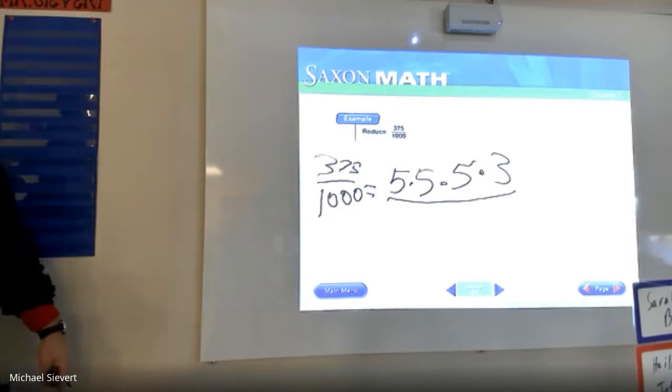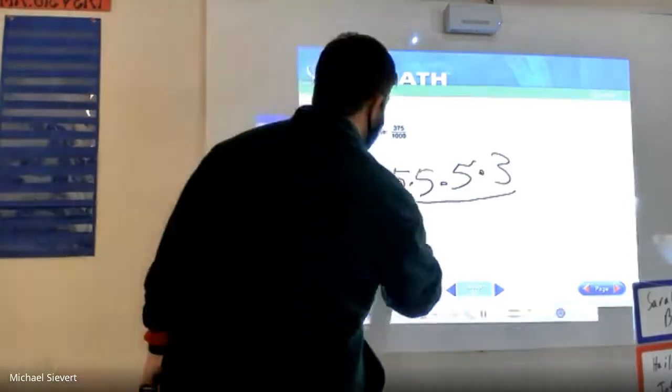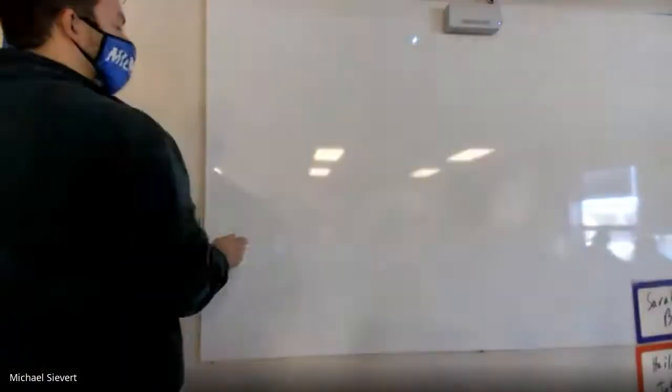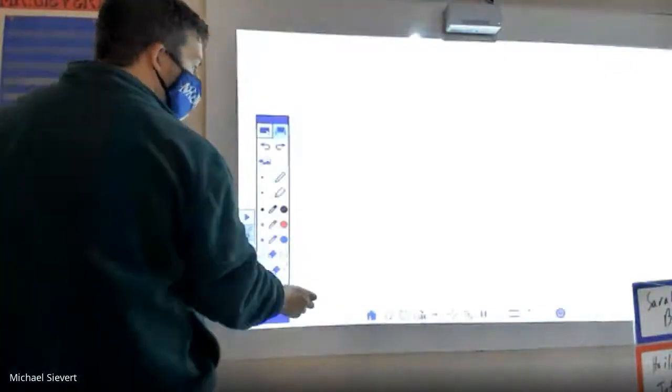Kingston, 2. You divide by 2. So first put down a 2. Let's go to our work page.